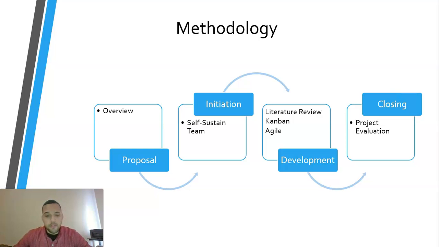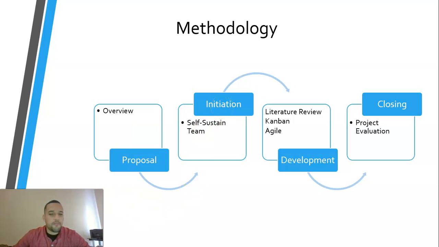So in order to carry out this project, how did we do it? First, we started with the proposal. In the proposal section, we have the overview of the project. So we presented what we wanted the project to be: requirements, specs, team, budget, and all those aspects were presented to management. They agreed on the proposal. So then we moved to the initiation phase.